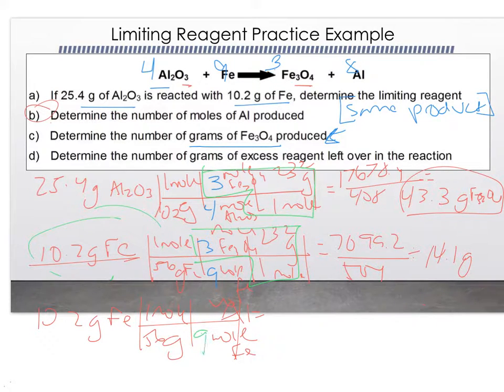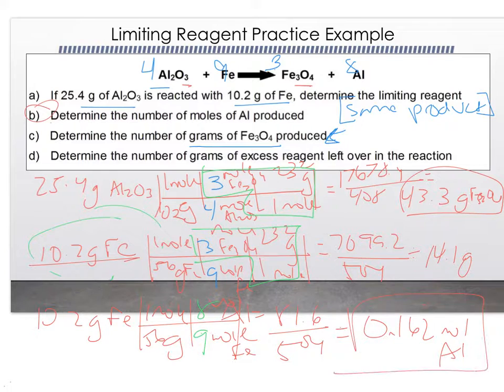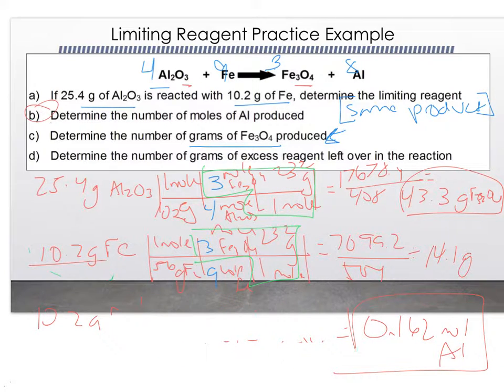In front of iron, we have 9. In front of aluminum, we have 8. So multiplying everything across, we will get 81.6 grams over 504. Dividing those two, you should get 0.162 moles of aluminum. So again, that's based on your limiting reactant. So the first thing that we have to do is determine what the limiting reactant is before you can do any of those other calculations. So that was for B.